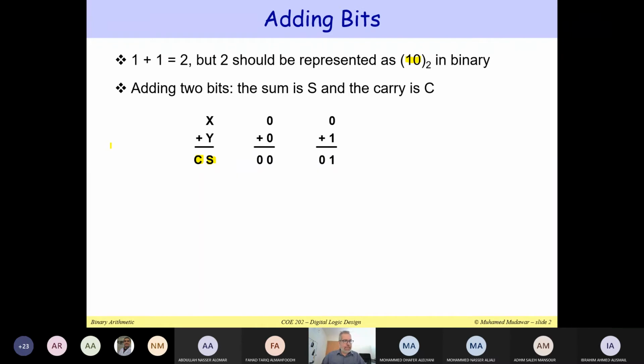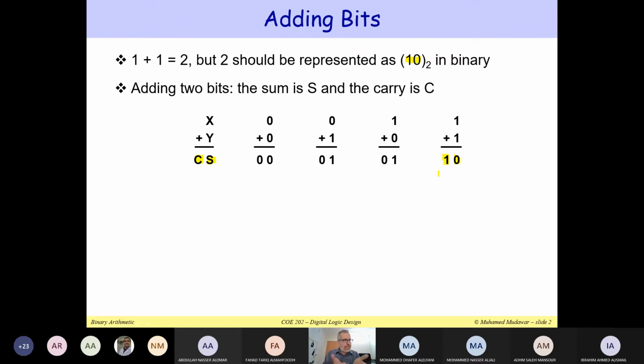Okay, 0 plus 0, you get 0 and the carry is 0. 0 plus 1, you get a 1. Okay, so you get actually 0 and the carry is 0. Here you get 1 as the sum and the carry is 0. Here you get also 1 plus 0, you get 1 and the carry is 0. Now 1 plus 1, you get the sum bit equal to 0 and you get the carry bit equal to 1. So that's 2. So we get the carry is equal to 1.